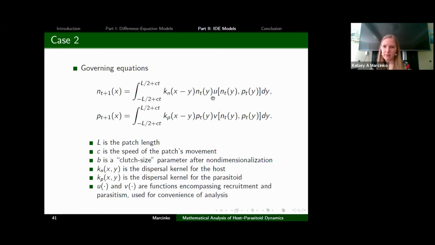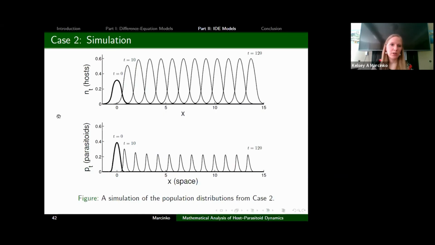Here, for simplicity of analysis, I've introduced the functions u and v, but that just encapsulates the competition and the parasitism, notationally simpler for analysis. And we'll see that we have a host kernel here and a parasitoid kernel here. To give you an illustration of what that looks like, let's take a look at a simulation.